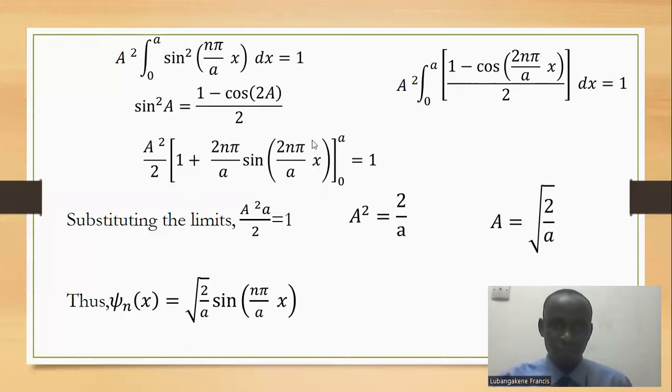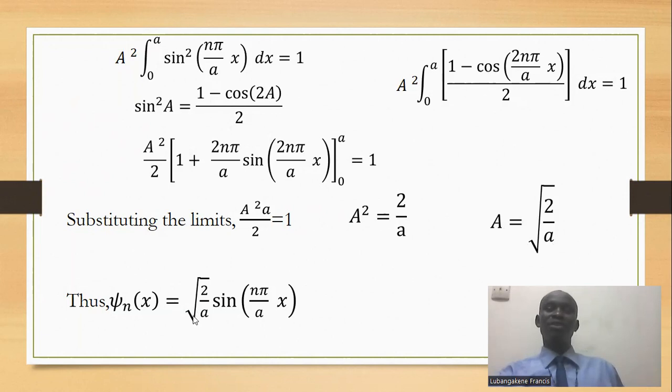Therefore, when we work out the mathematics, we first integrate the angle, and then we substitute. When we integrate, we have to check the integration because we divide by the derivative of the angle. Therefore, this one has to be a over 2n pi. So then we substitute, and then we get our value. What is surviving when we substitute a here is x. So we shall have A squared a divided by 2 equals 1, and then A squared equals 2 over a.